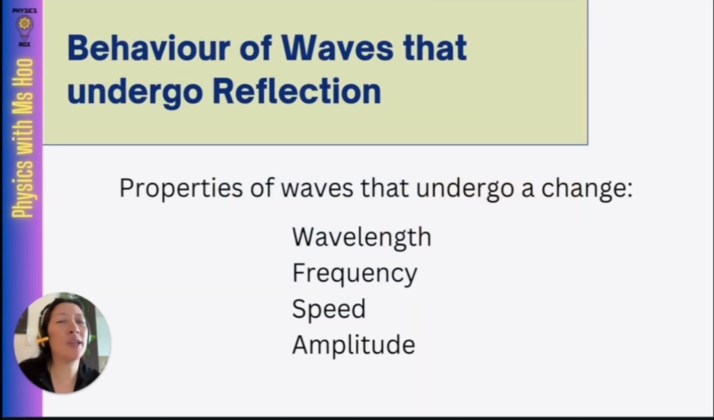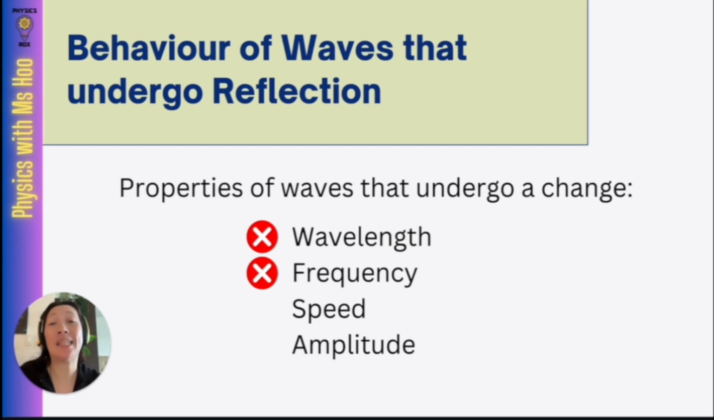Now, based on the animations we have just observed, you should be able to see which properties undergo a change. So as we saw earlier, the wavelength did not change. Frequency cannot be observed on the animation, but you should know that frequency does not change. Generally, just to help you understand, the reason why frequency of waves does not change when they undergo reflection is because frequency is actually the identity of the wave.